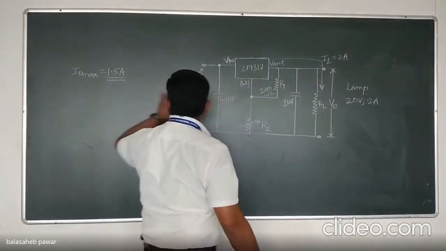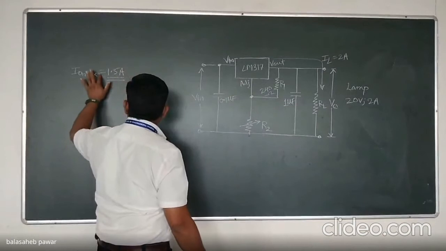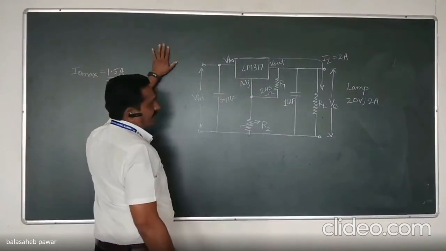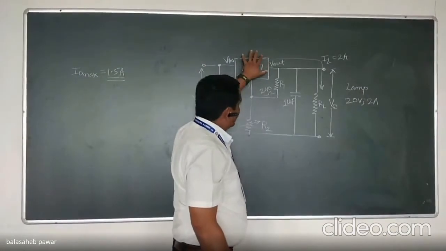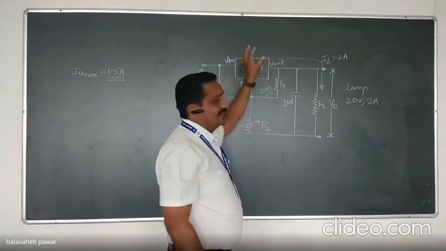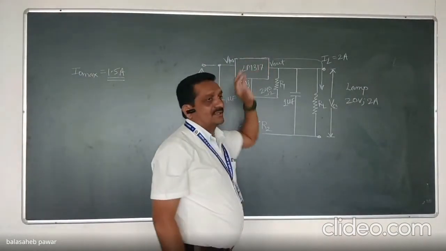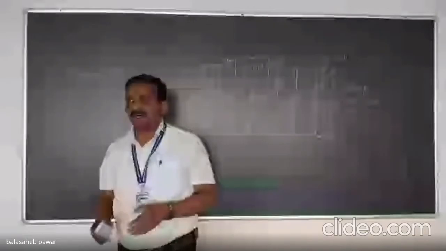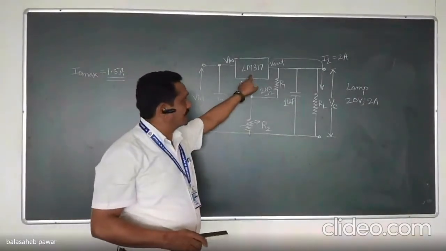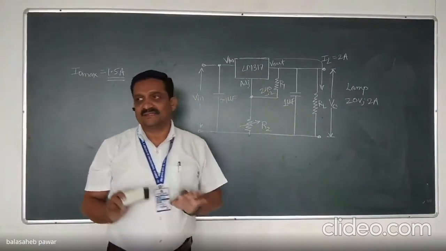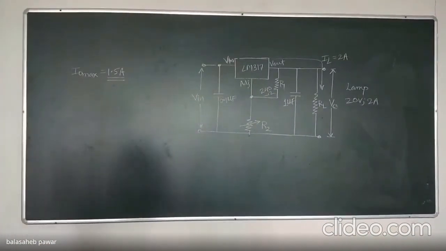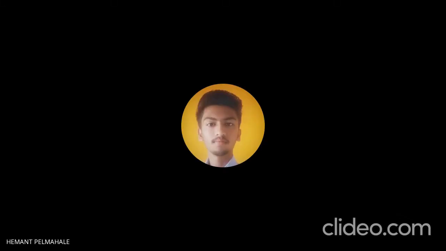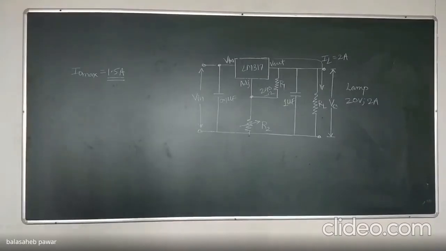Our regulator IC can handle maximum how much current? That is 1.5. So in this case, either due to over current protection circuitry, this LM317 will get turned off, or there is a chance of damage due to the overcurrent consumed by the load. Is it okay? Yes, sir. Okay.